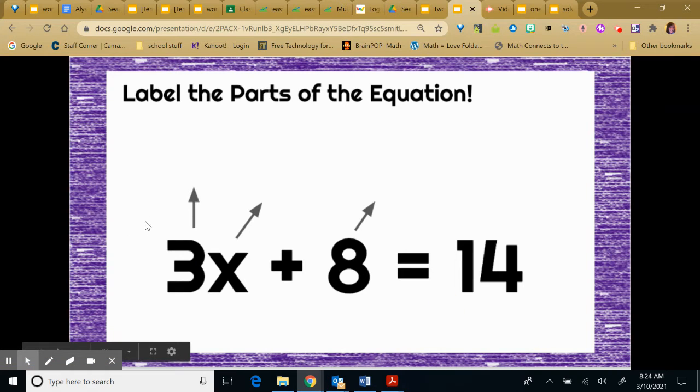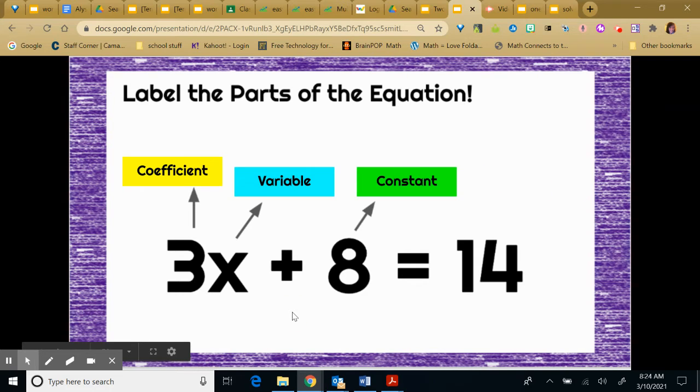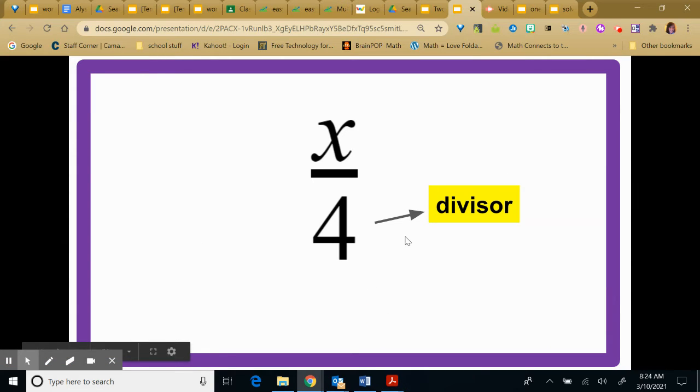Okay, so let's label the parts of the equation. This is vocab review. So you've got the coefficient, you've got the variable, and you've got the constant. Remember, the constant is going to be the number that's by itself. And in this case, we're talking about the number that's by itself on the same side of the equal sign as the variable, okay? So we kind of can look at this as two halves, and the equal sign separates the equation into two halves, okay? All right, this is called the divisor, just so you know.